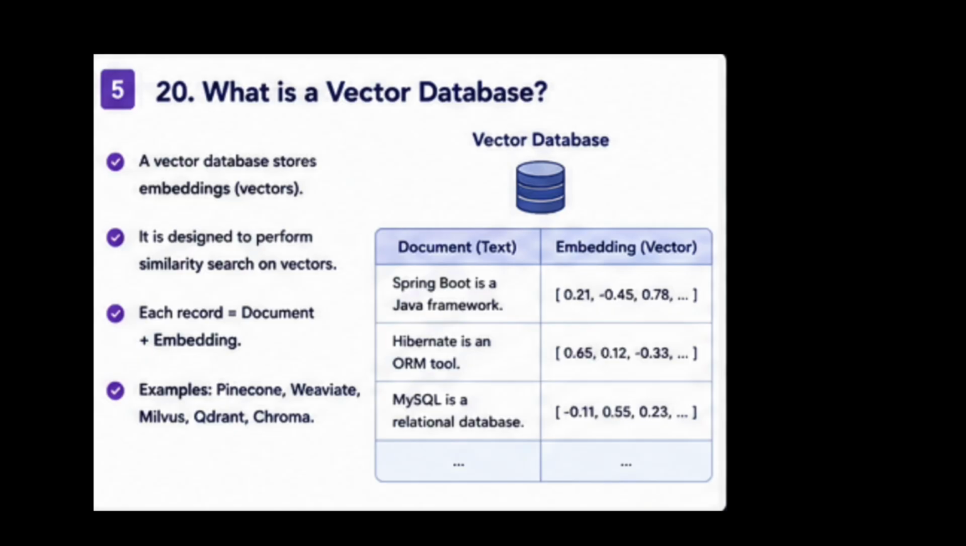What is a vector database? A vector database is a database designed to store and search vector embeddings. Traditional databases store information like ID, name, age, city. Vector databases store something like document plus embedding. For example, document: Spring Boot is a Java framework. Embedding will be 0.21, minus 0.45, 0.78. When a user asks a question, the question is also converted into an embedding. The vector database then searches for stored vectors that are mathematically similar to the query vector. This is how semantic search works.